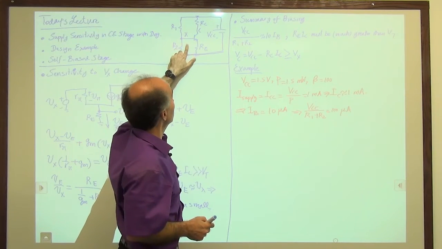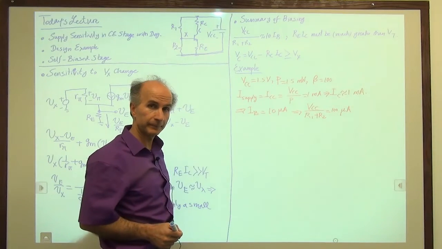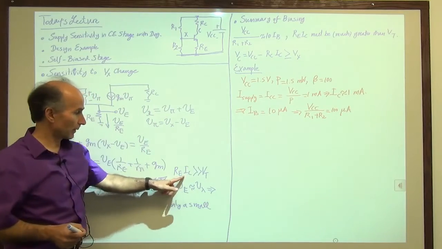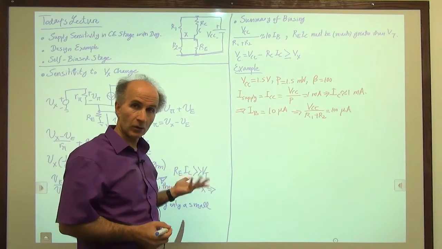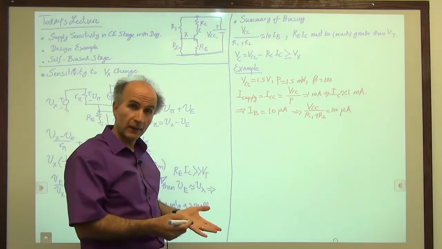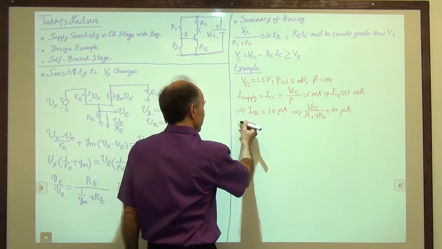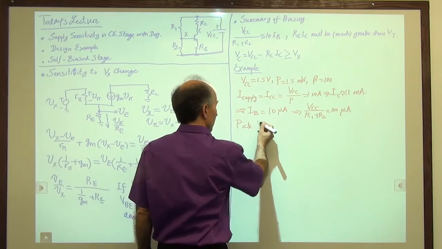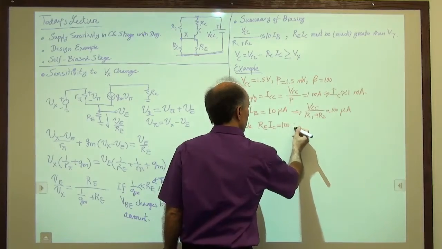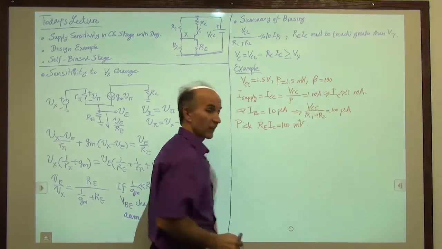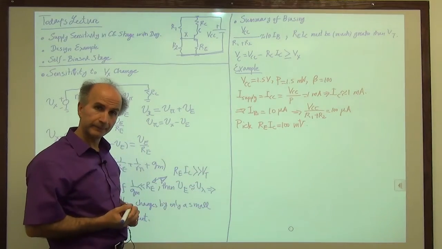We have one more equation. Well, first we have to decide how much drop we want to have across RE. Remember, this is the drop across RE. So let's pick a number. How much? It's okay, we just pick a number and go with it and see what happens. We're just exploring. The circuit won't bite. So let's just pick a number. Pick RE IC equals 100 millivolts. It's not really much greater than VT. It's about 4 VT, but that's okay.